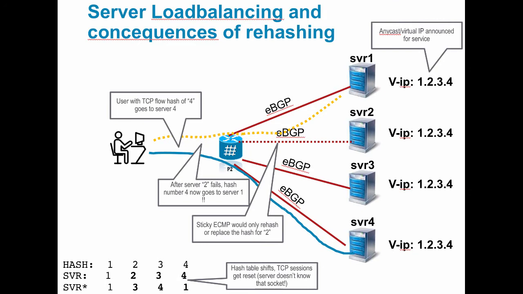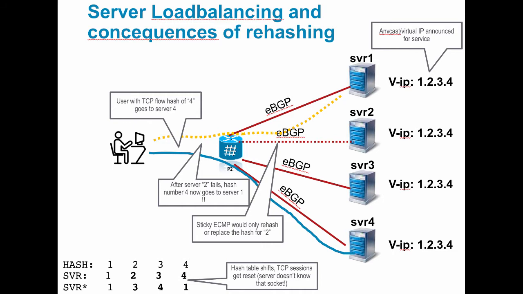Now let's look at server load balancing. Let's say you have, in this case, four servers, they all share the same virtual IP, and they are advertising that virtual IP through BGP to a load balancing router. Earlier, we saw that when a flow moves from one path to another, in this case it means that a flow would move from one server to another. And that we kind of don't want to have happen, especially when it is TCP session based, because a TCP session will reset, since, for instance, server 1 may not know about the socket that server 3 had before.